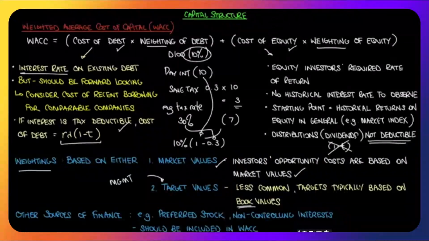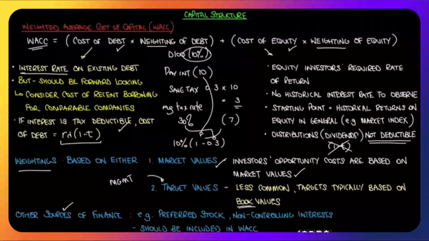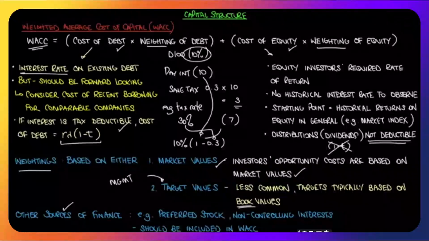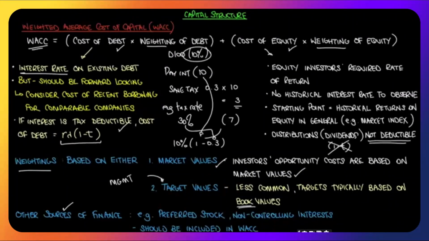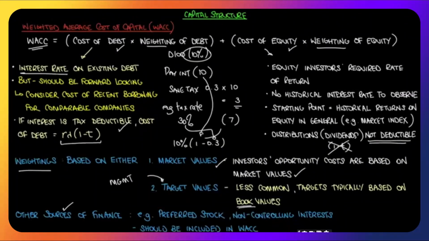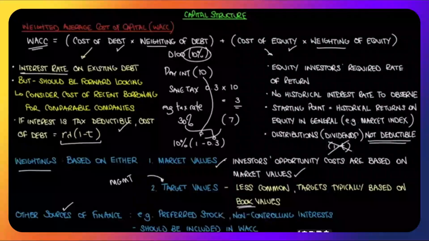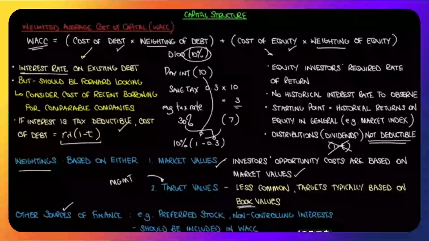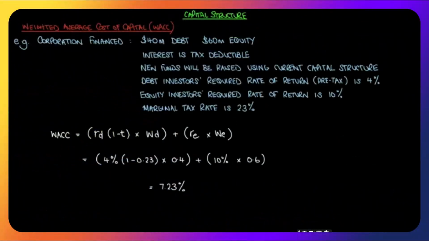And as we mentioned up front, other sources of finance should be included. We've got a simple version of the WACC here where we only have debt and equity. If you have other sources of finance, maybe preferred stock, maybe non-controlling interests. That's the amount of a group owned by your minority shareholders, your non-controlling shareholders. You should include those. In the examples we'll go through and the examples throughout the module, we'll only have debt and equity to worry about. And let's look at one of those examples right now.